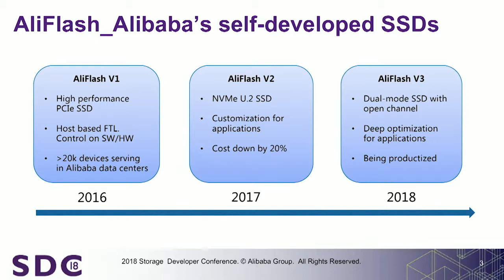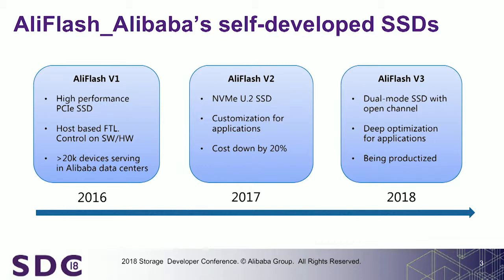It was developed in 2016 and then deployed at the end of 2016. So until today, it has been in service in the Alibaba data center for more than 2 years, and we have more than 20K devices deployed in the Alibaba data centers. And so far, it's going very well, very stable.